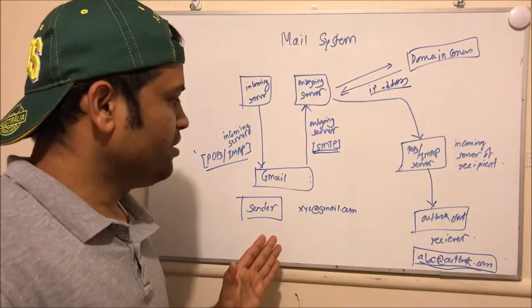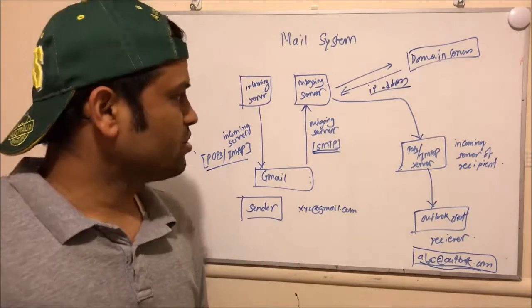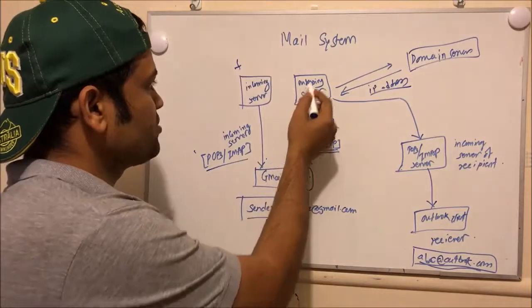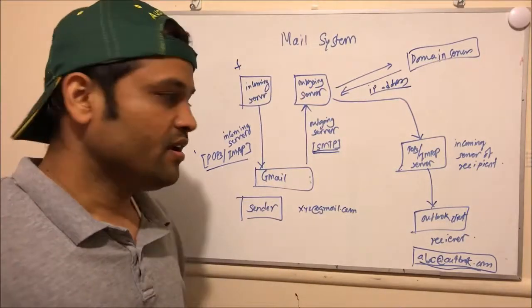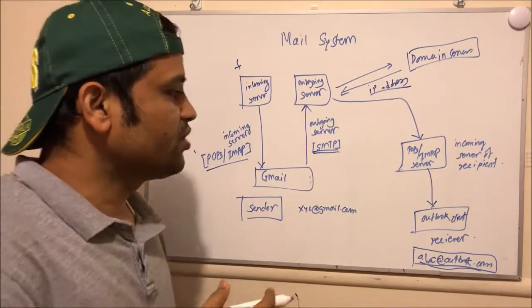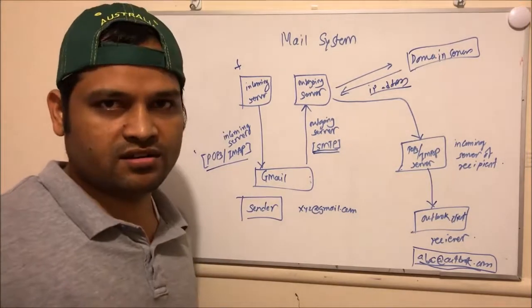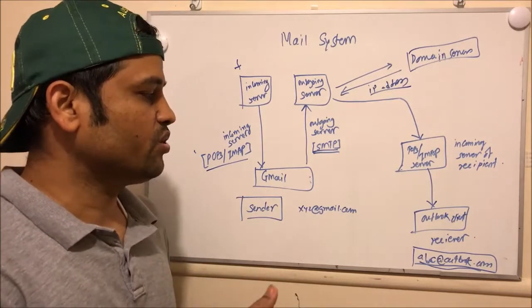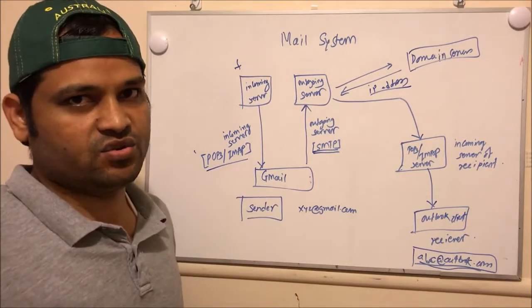If you want to use your Gmail in other mail clients like Outlook, then all you need is just these details of these servers. What is the incoming server name, what is the outgoing server name, what are the ports, and for your account what is the user ID and password. If you know all these details, then you can configure your Gmail in other client like mail clients as well, or vice versa. You can also use Outlook in your Gmail and so on.